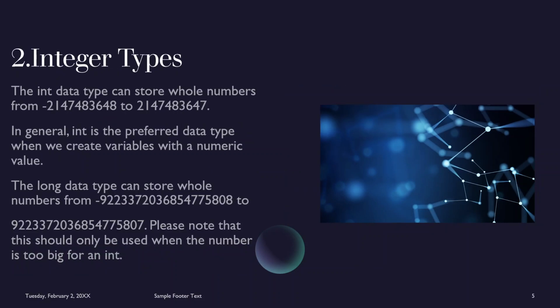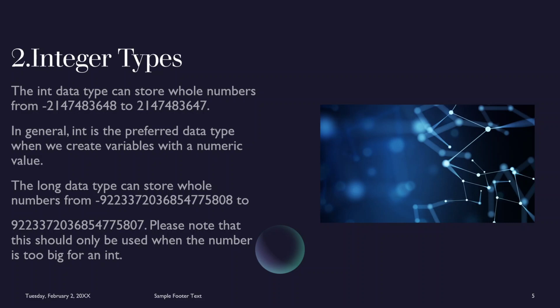Integer types. The int data type can store whole numbers from a negative, whatever this number is, see this big number here, 2147483648, to the positive value of that, minus 1 though. In general, int is a preferred data type when we create variables with a numeric value.